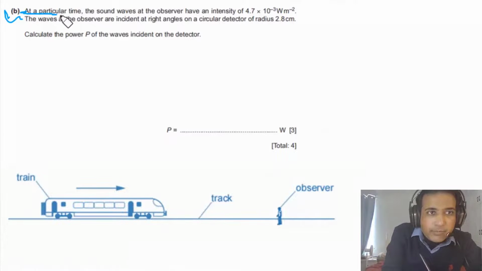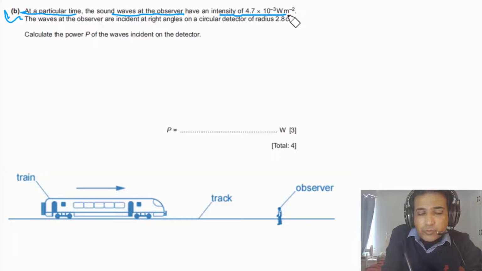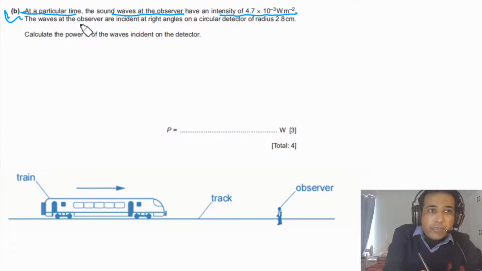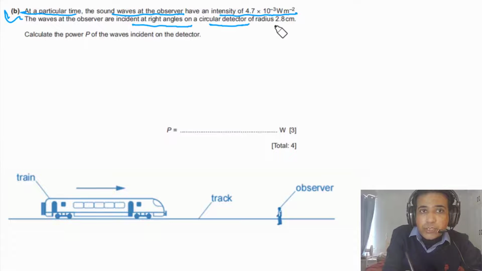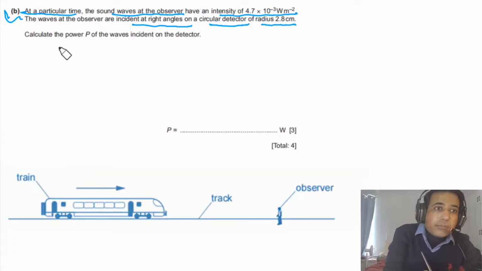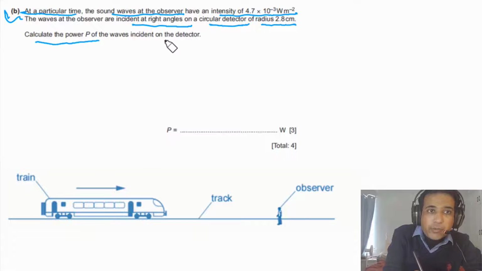Part B says at a particular time the sound waves at the observer have an intensity of 4.7 times 10 to minus 3 watts per square meter. The waves at the observer are incident at right angles on a circular detector of radius 2.8 centimeters. Calculate the power P of the waves incident on the detector.